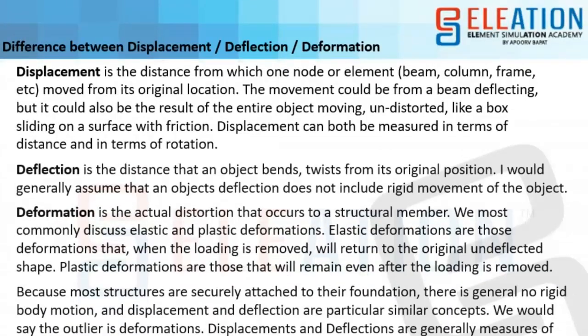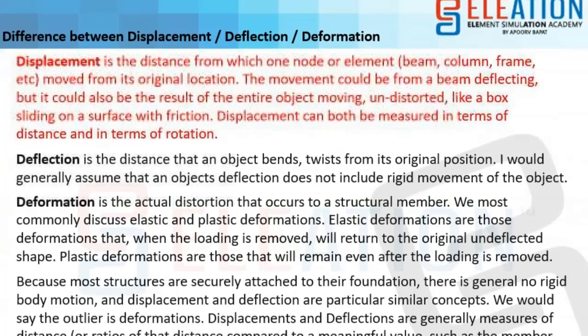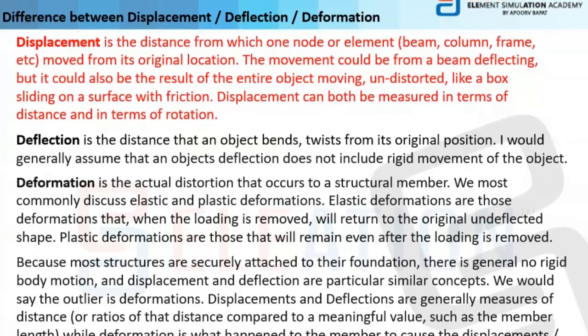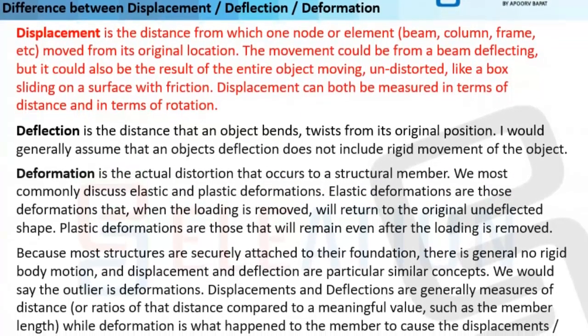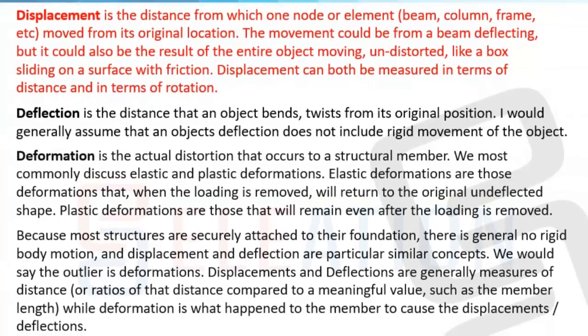Now we'll see difference between displacement, deflection and deformation. Displacement is the distance from which one node or element, beam, column, frame, etc. moved from its original location. The movement could be in form of beam deflection, but it could also be the result of entire object moving undistorted, like a box sliding on surface with friction. Displacement can be measured in terms of distance or in terms of rotation.